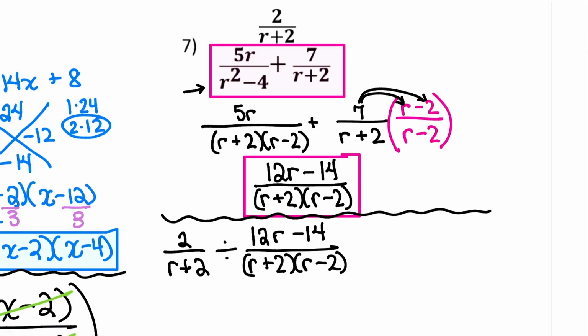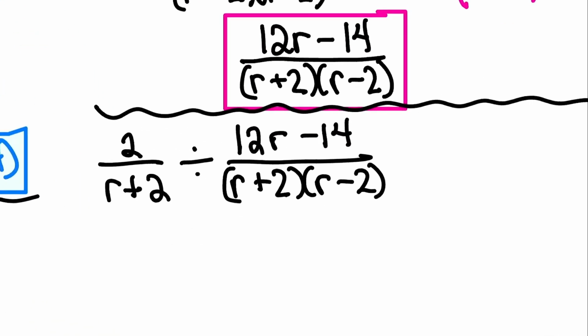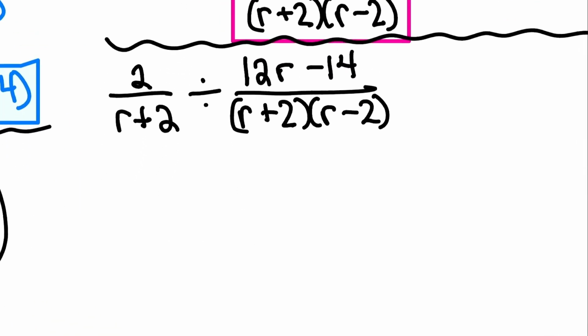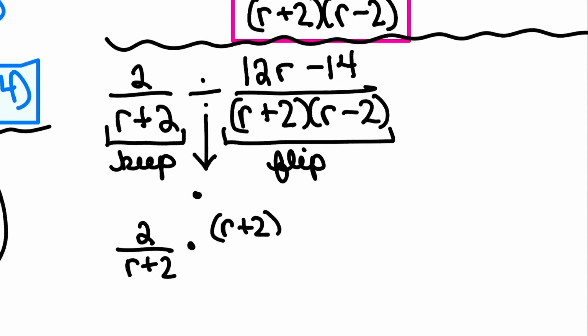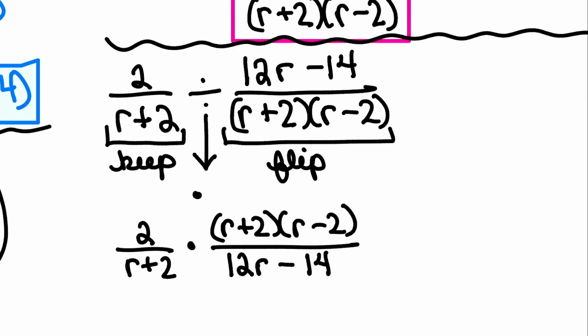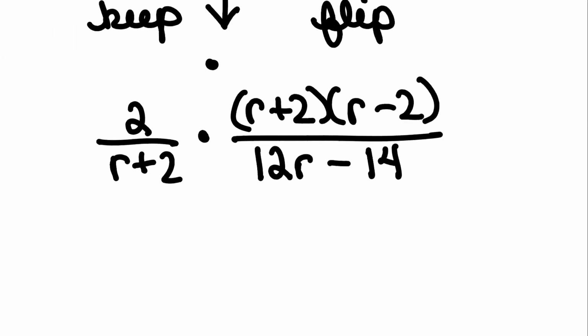Okay. So this is going to become a keep, change, flip situation. We're going to keep the first term. We're going to change this to multiplication, and then we are going to flip this whole thing. So we're going to have 2 over r plus 2 times r plus 2, r minus 2 over 12r minus 14. Now we can cross simplify.